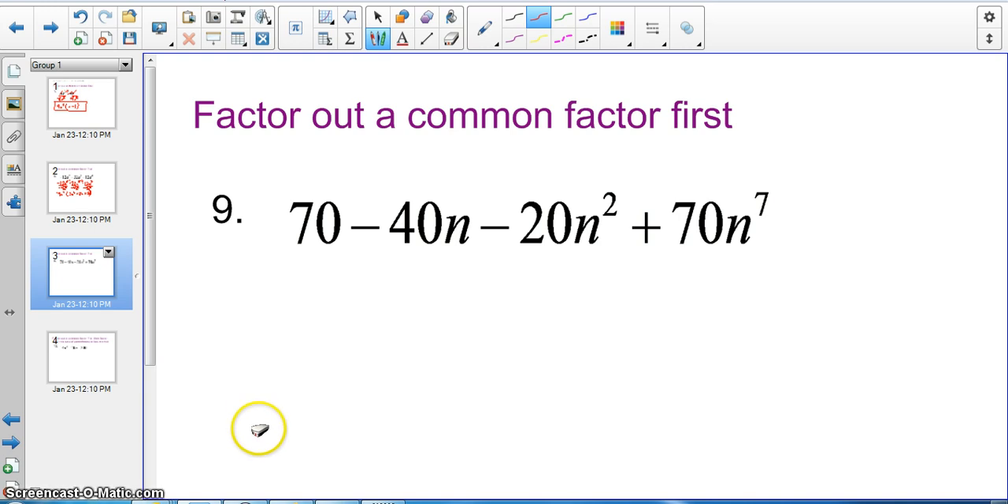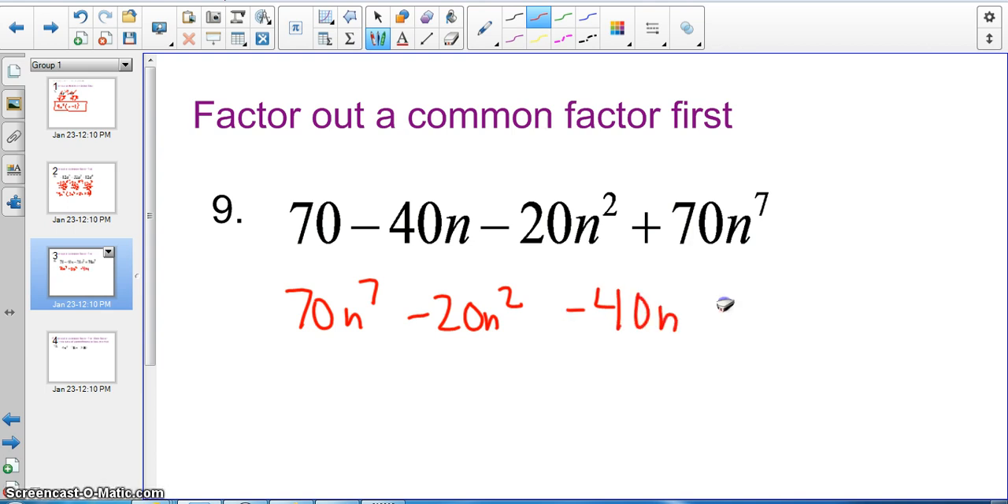So here, first thing I want to do: is this in standard form? No. My highest exponent is a 7, so I want to rewrite that first. So minus 20n squared minus 40n plus 70. Now if you're wondering what your signs are for each term, look at the sign in front of it.